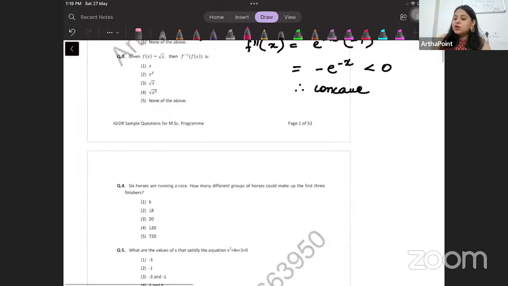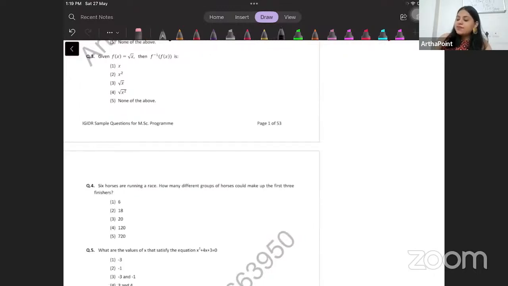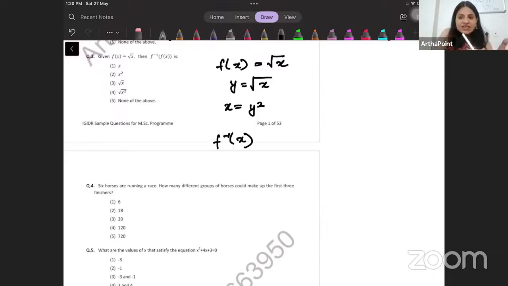Okay, beta, let's go to the third question. So you're given that the function is root x and you need to find out what will be f inverse fx. ठीक है जी, very simple. So beta, fx is given as root x. मतलब y is given as root x. है कि नहीं है? So beta, if y is root x, then x will be y square. So beta, when we write x in terms of y, that becomes f inverse x, right? So f inverse x will be y square.